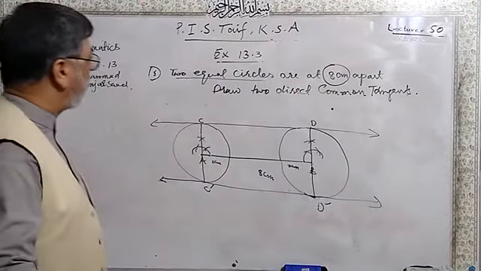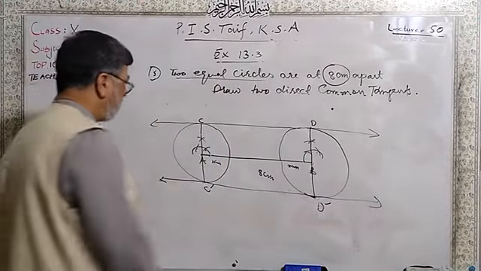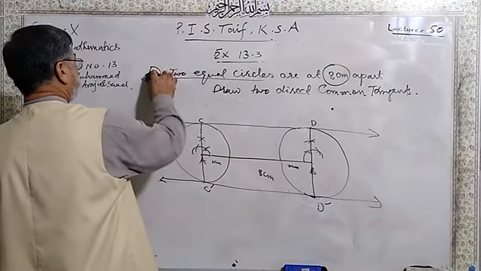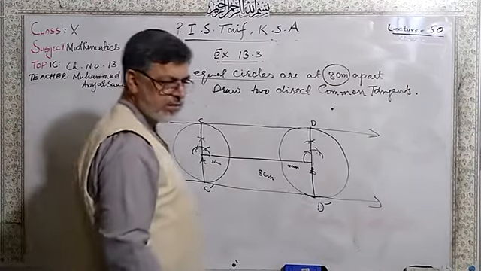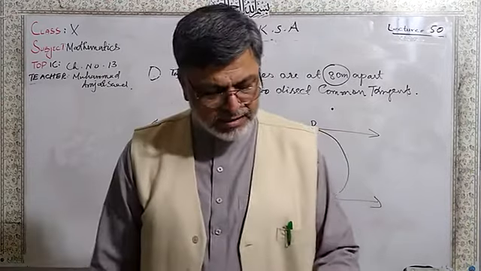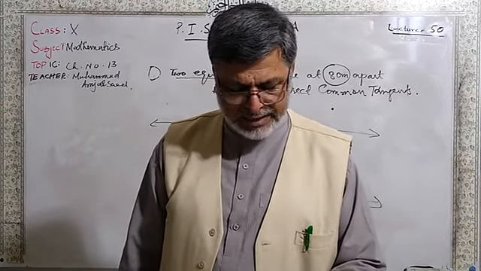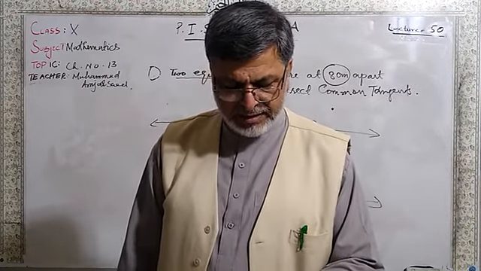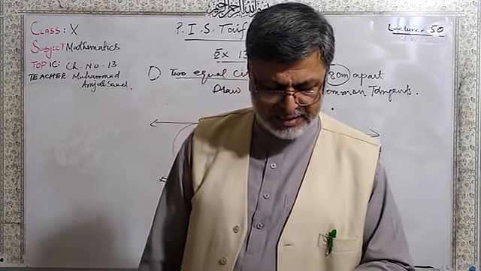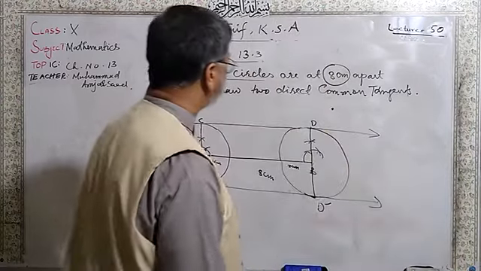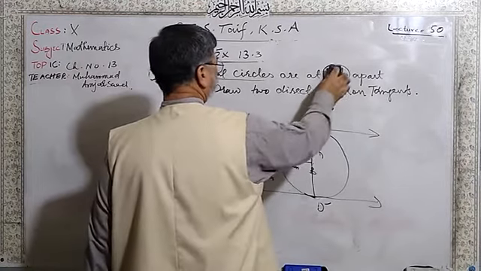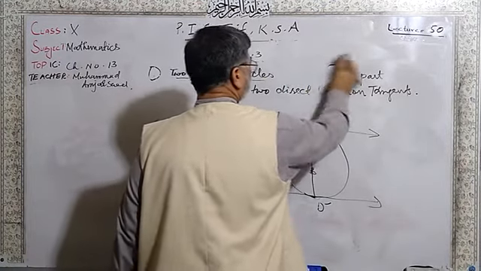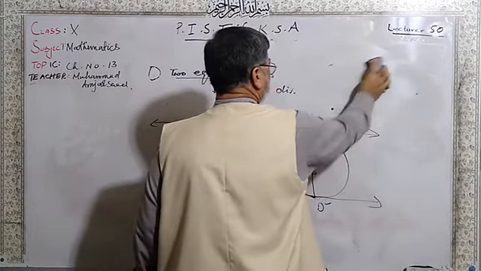So this is question number 5, this is finished. So we have question number 6. Draw two equal circles, each of radius 2.4 centimeter. Distance between centers is 7 centimeter. Draw their transverse common tangents.